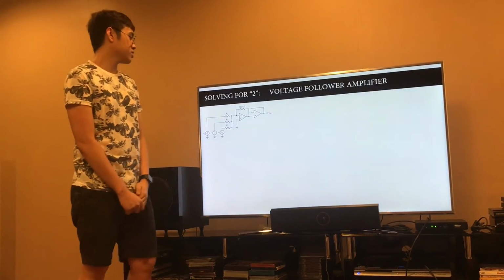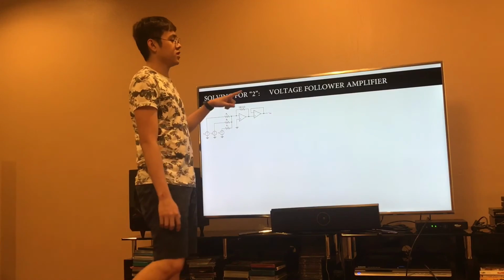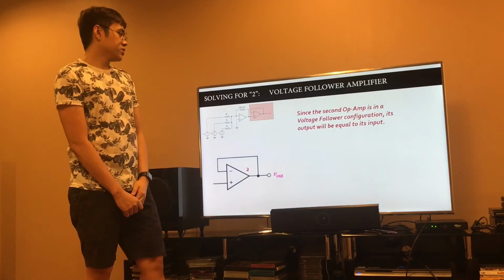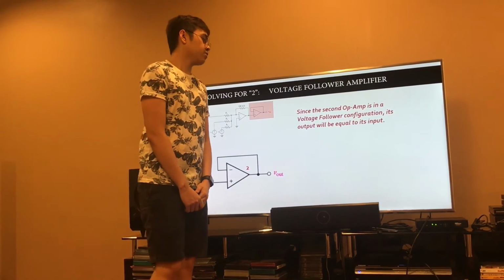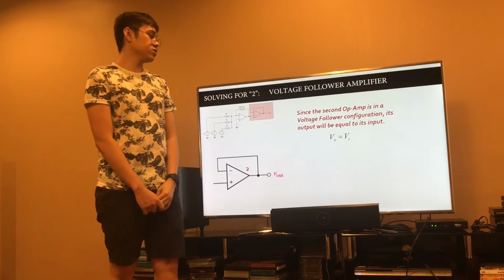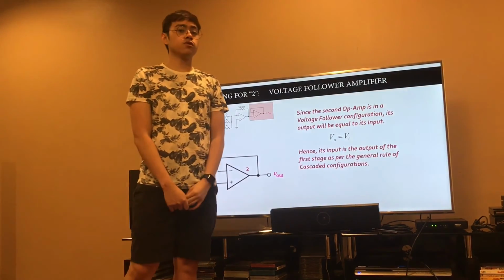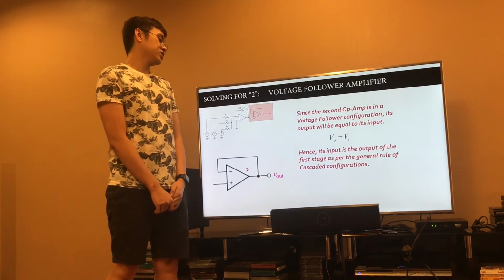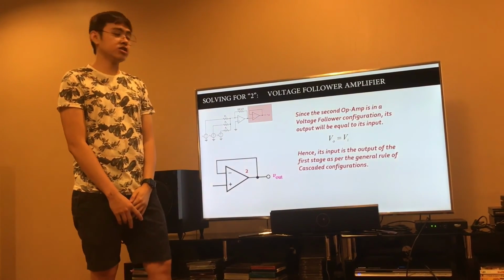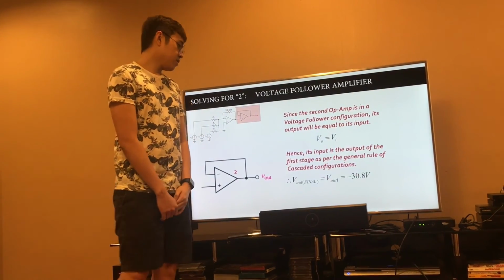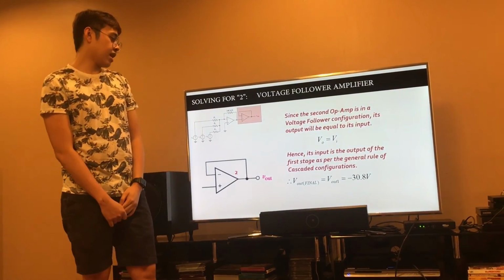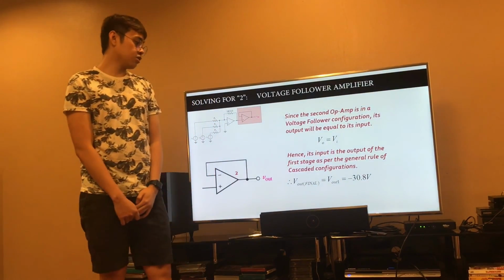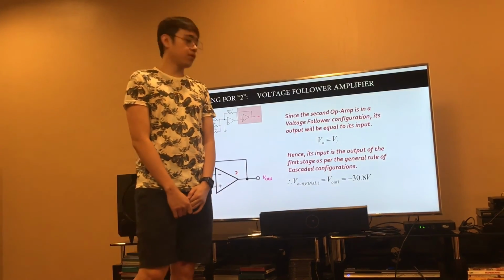I'm going to discuss stage 2 for problem number 2, which is a voltage follower amplifier. Since the op amp is in a voltage follower configuration, its output will be equal to its input, so VO is equal to VI. Its input is the output of the first stage, as per the general rule of cascaded configurations. Therefore, the final output voltage is equal to the stage 1 output voltage, which is negative 30.8 volts.